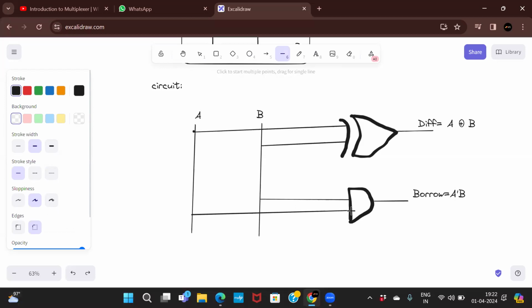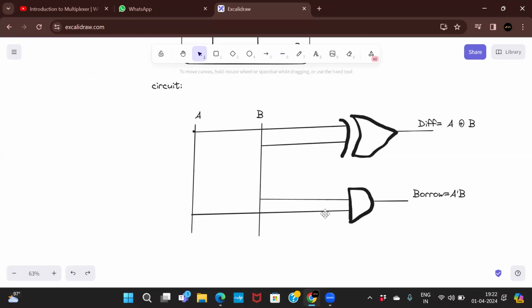Is this correct? Come on, quick answer. Just observe the circuit and tell me, is there anything wrong or is it correct? So you didn't use the not gate, sir. Yes. Why did we use a not gate?